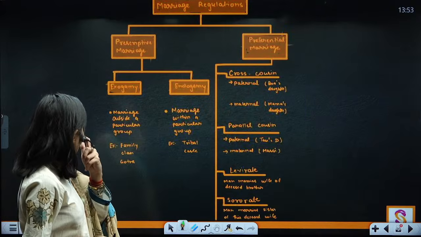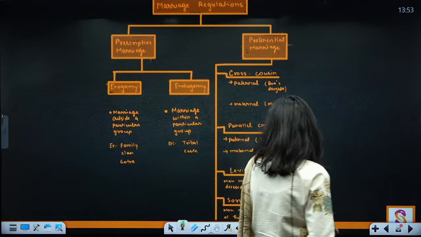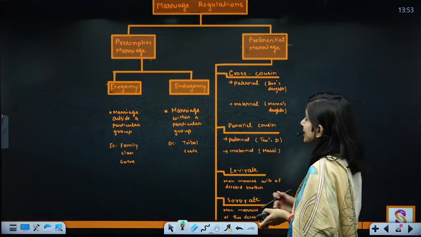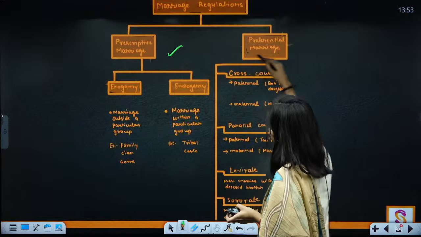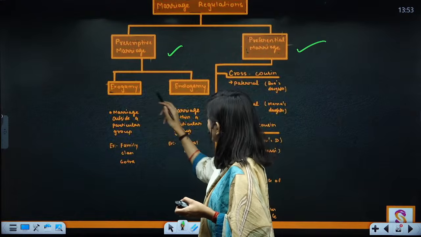Okay, fine. Next, the question arises about the marriage regulation. See here, I'm simply explaining the marriage regulation: prescriptive marriage and preferential marriage. Prescriptive marriage is of two types: exogamy and endogamy.